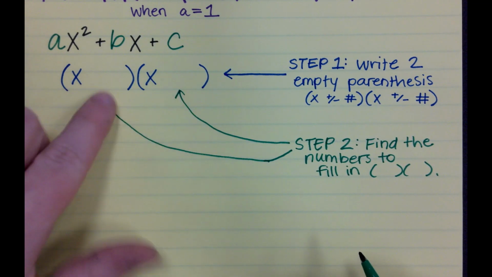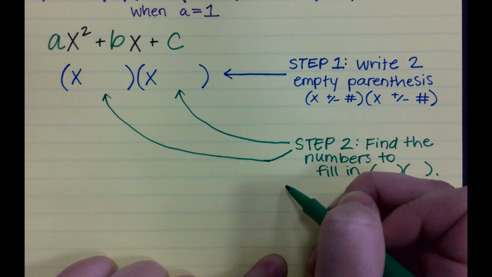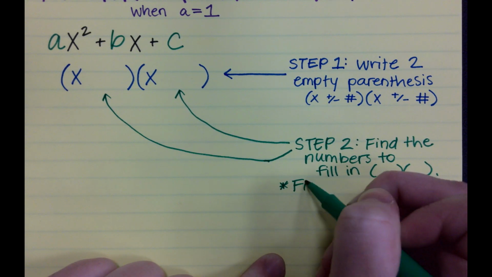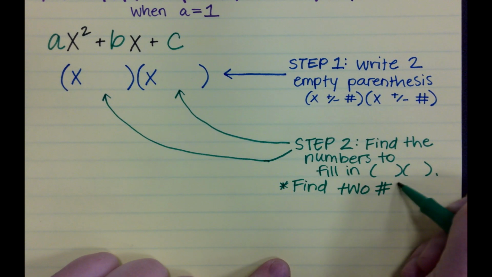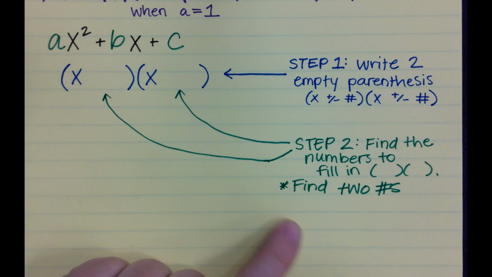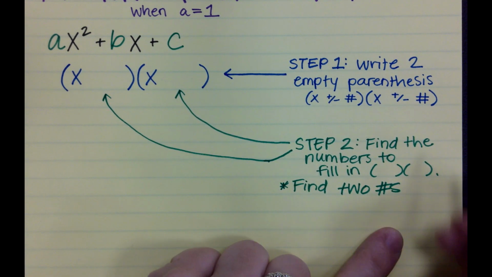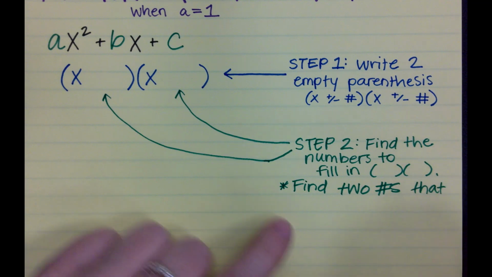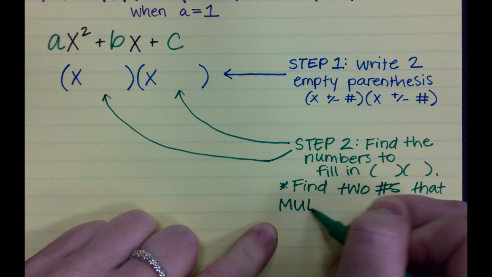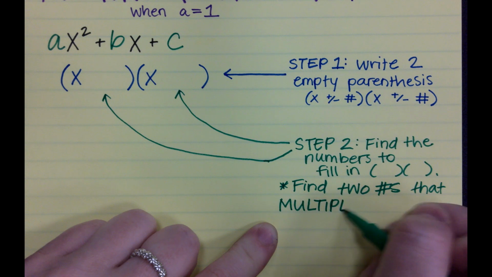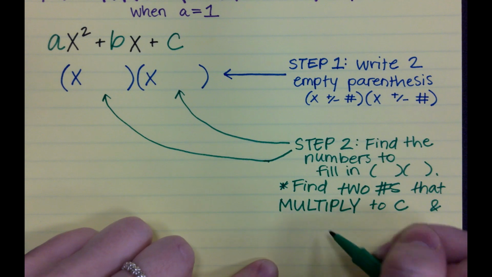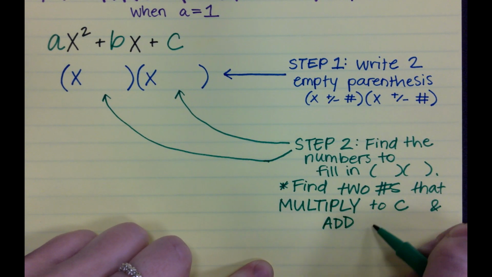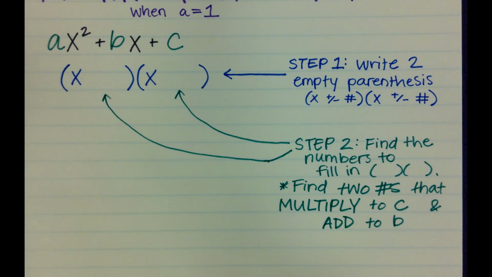To figure out what these numbers are, we need to find two numbers. This is still part of step 2. We are going to find two numbers that multiply to C and add to B. And I promise I'm going to make this super simple.